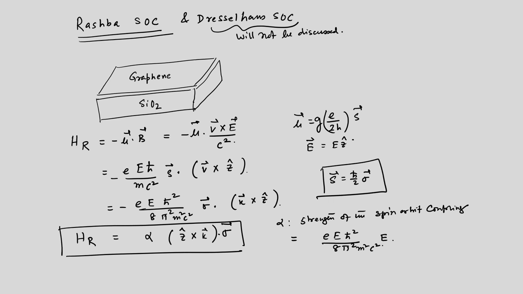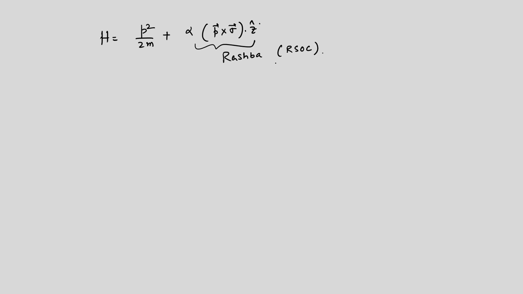Okay, so this can be written in a slightly different form. So the H is equal to p square over 2m, which is the kinetic energy. I'm just adding that, and now it is p cross sigma dot Z cap. So this is the Hamiltonian that we write. This is the Rashba term, and we'll write it as RSOC, Rashba spin orbit coupling. This is just the kinetic energy.